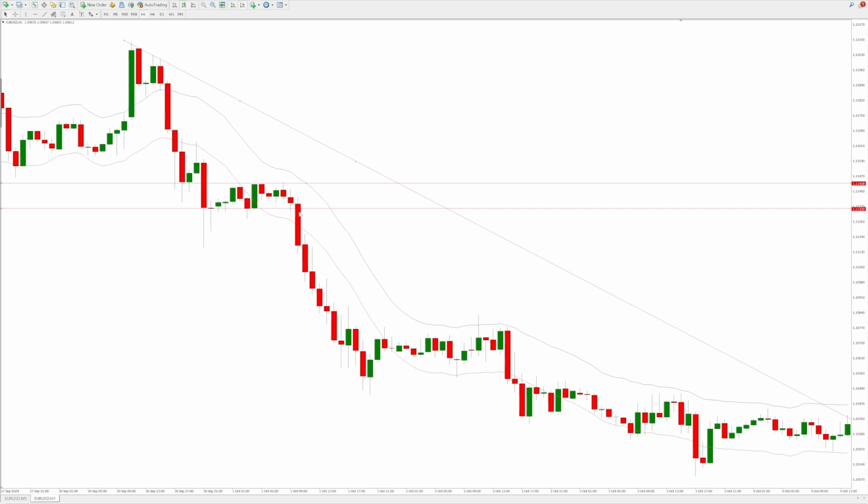So we could have looked for price, we could have looked to enter when price broke through this support level here, or had extra confirmation from the envelopes indicator when price broke through not only the support level but the lower envelope as well. So this would have been good confirmation for the trade.